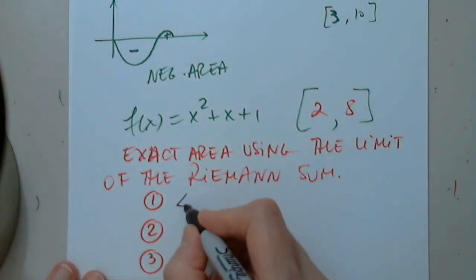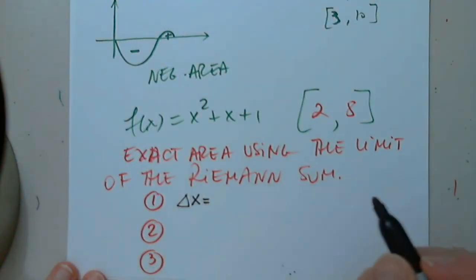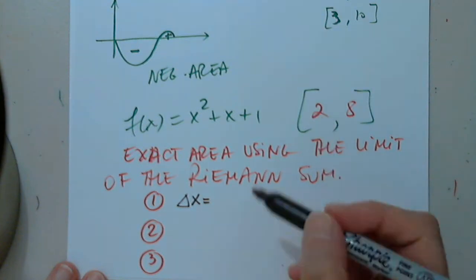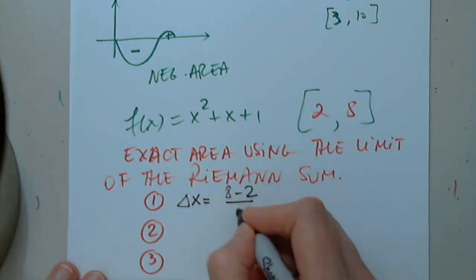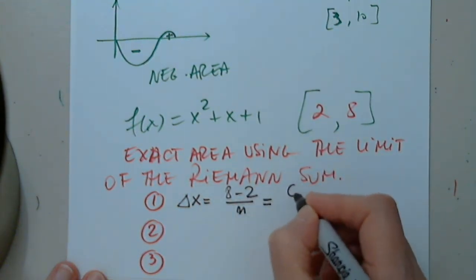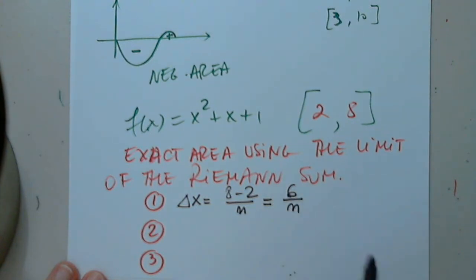Finding the delta. Delta x. So 8 minus 2 over n. So delta x is 6 divided by the number of subintervals. Perfect. What is the second prep?